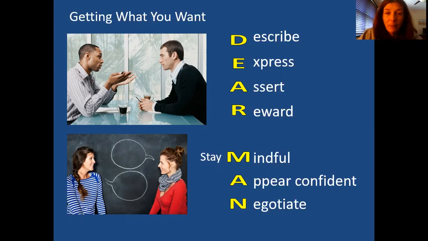So let's say we're starting with the DEAR. This is the part where you're starting to explain what you need to explain. First you describe what the situation is as objectively as you can, trying to avoid judgments. And you express how you feel about it. You assert by actually asking the question in a very clear way. And then you reward the person by perhaps thanking them for listening to you, or maybe showing what's in it for them if they help you out, okay?